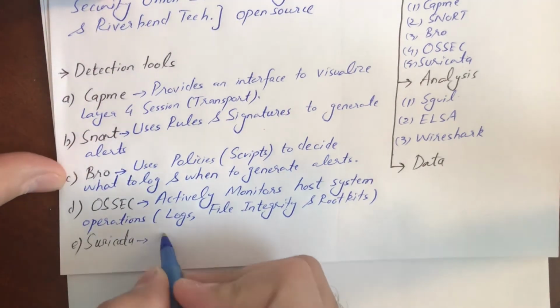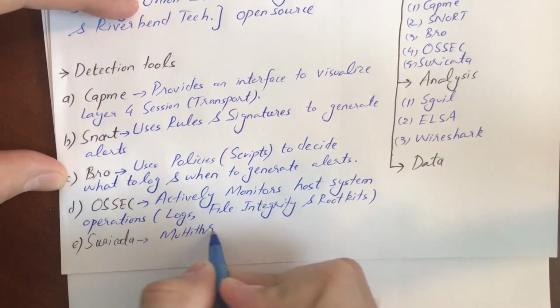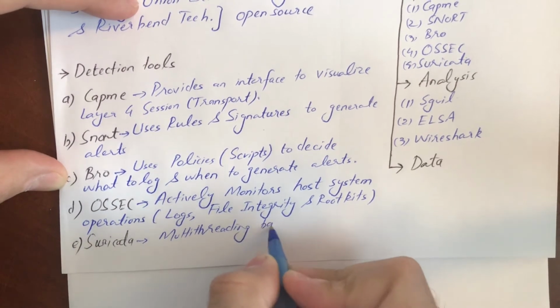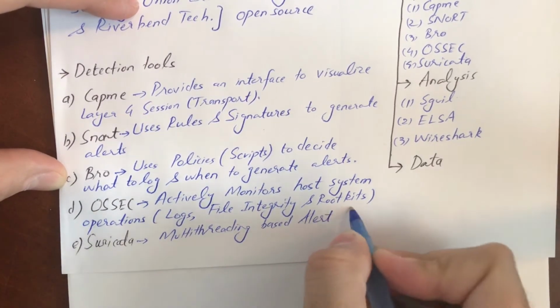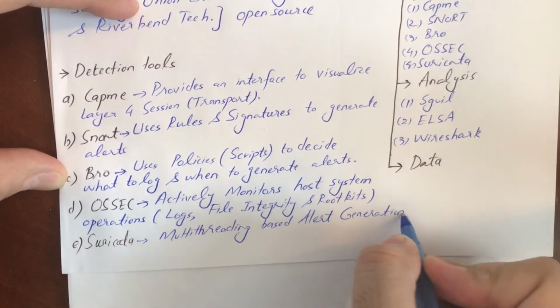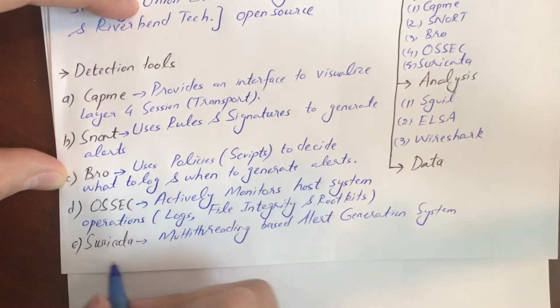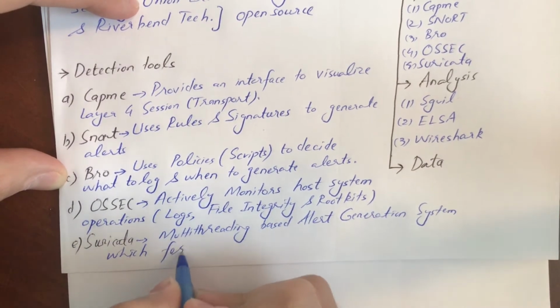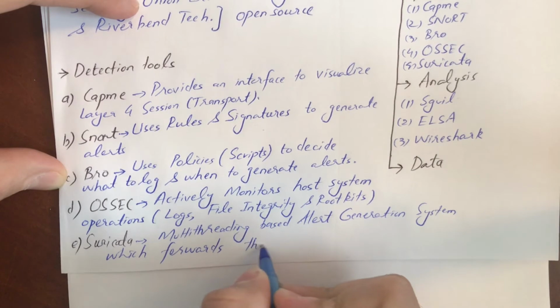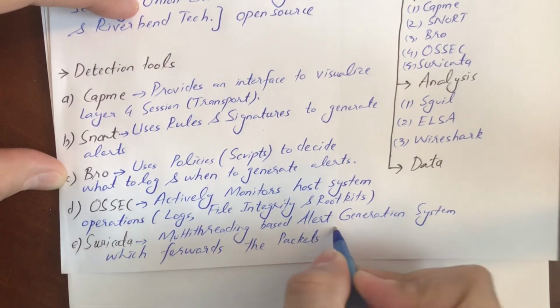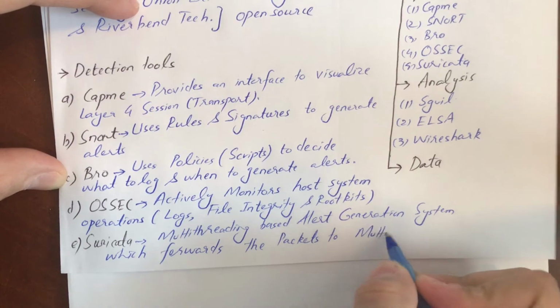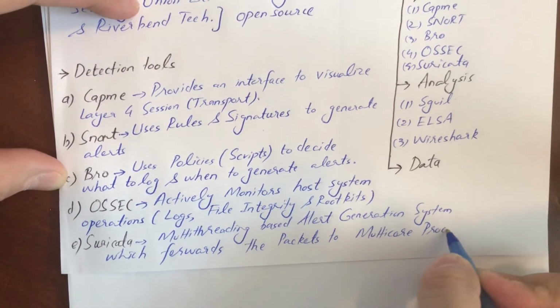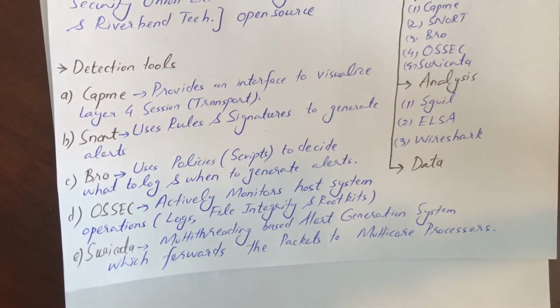Suricata is basically a multi-threading based alert generation system which forwards the packets to multi-core processors. So for example, if you have multiple cryptographic processors, by using that tool, it actually distributes the packets among all those cores. So these are basically the detection tools.